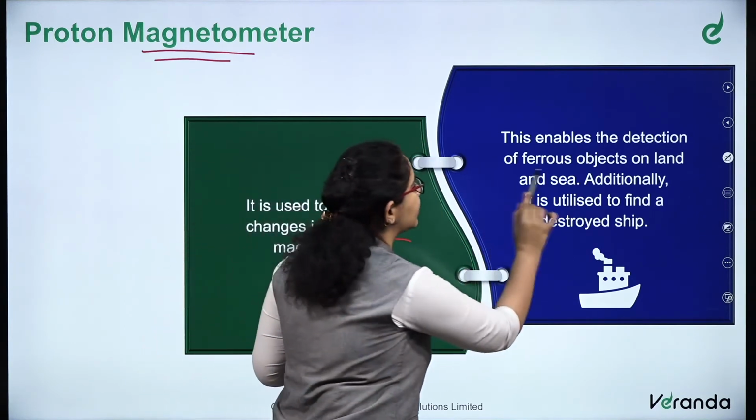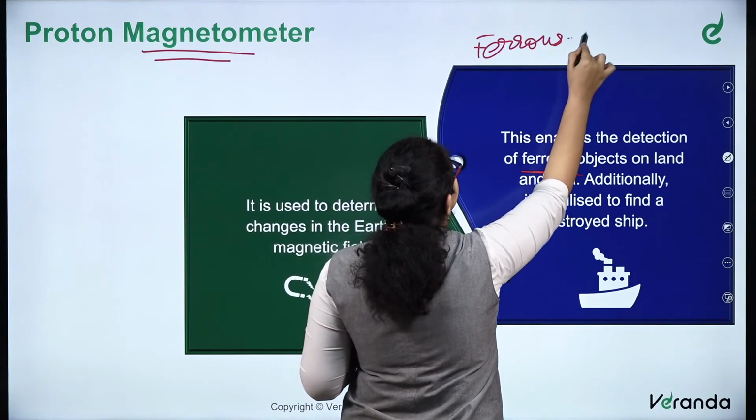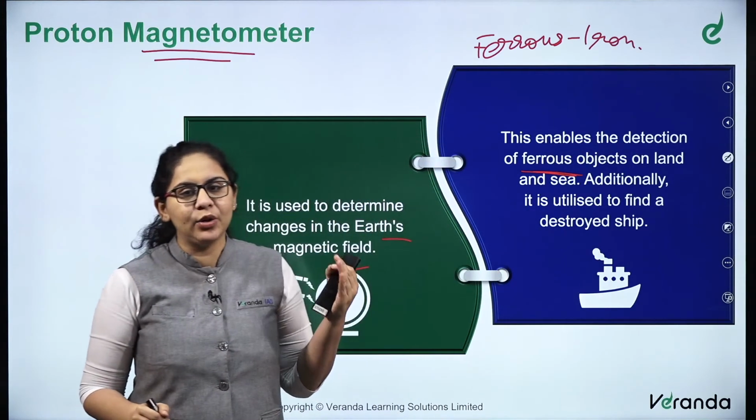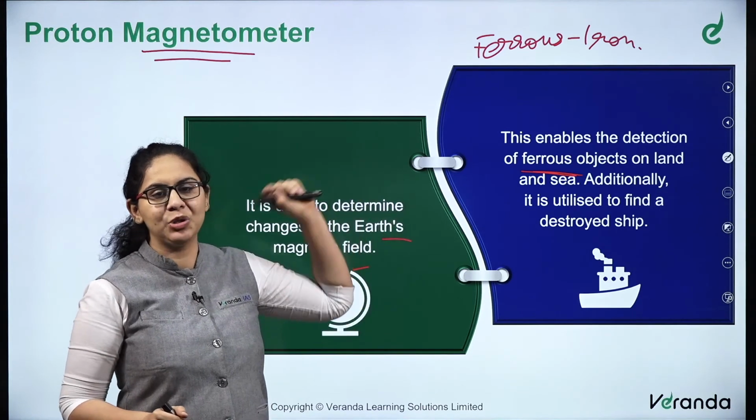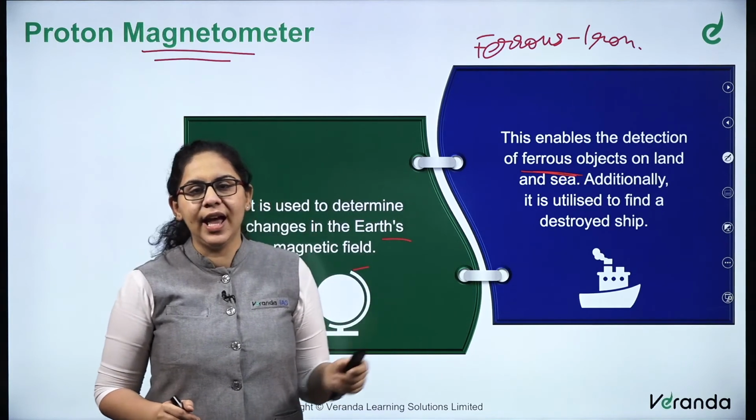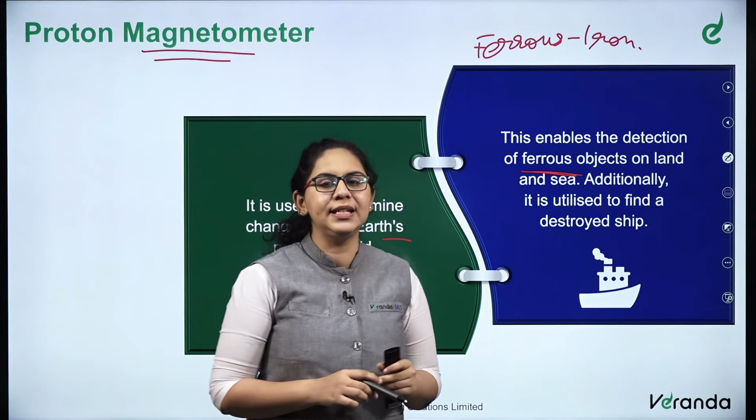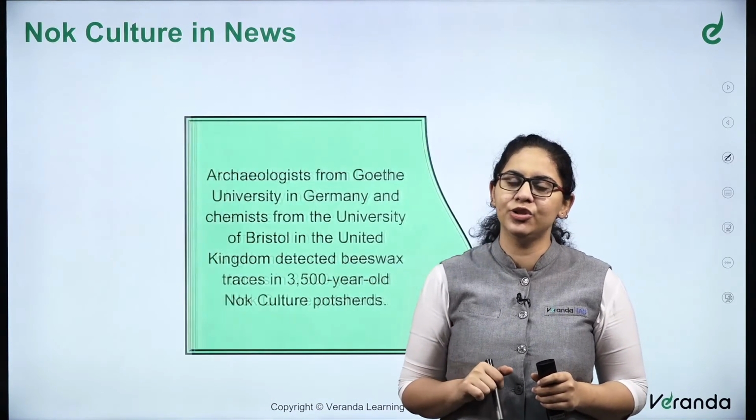What is a ferrous object? Ferrous is iron. So wherever there are iron ores, iron objects, it becomes easy for people with a proton magnetometer to identify. Ferrous objects on land and sea; additionally, it is utilized these days to find a destroyed ship. At that time, proton magnetometer was found in NOK culture.